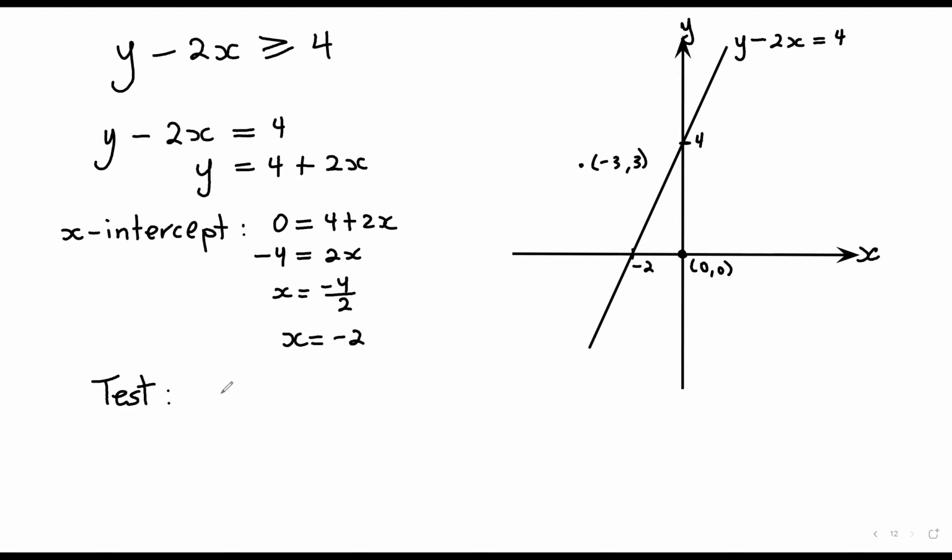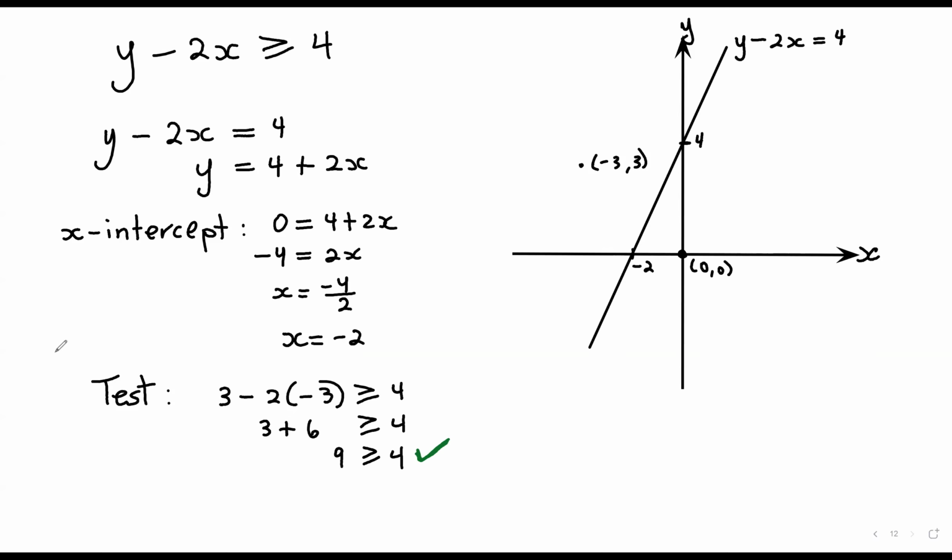So y is 3, so 3 take away 2 times negative 3. It's supposed to be greater than or equal to 4. Let's see if it works out. Well, negative 2 times negative 3 is plus 6, so 3 plus 6 is 9. And 9 is, in fact, greater than or equal to 4. So that's the one that works. But let's check the other one just in case.